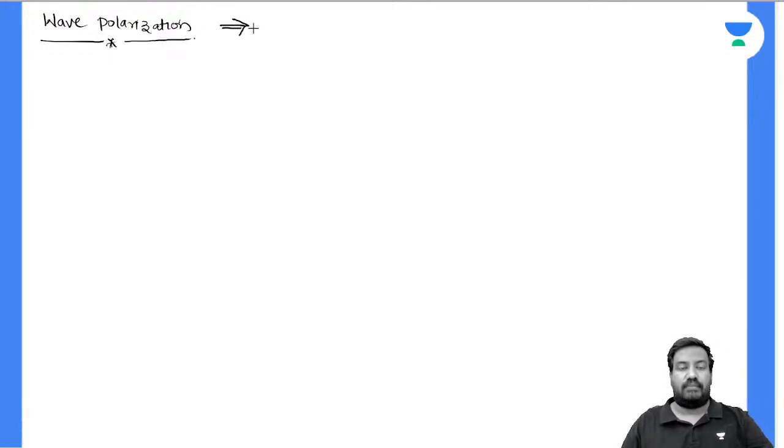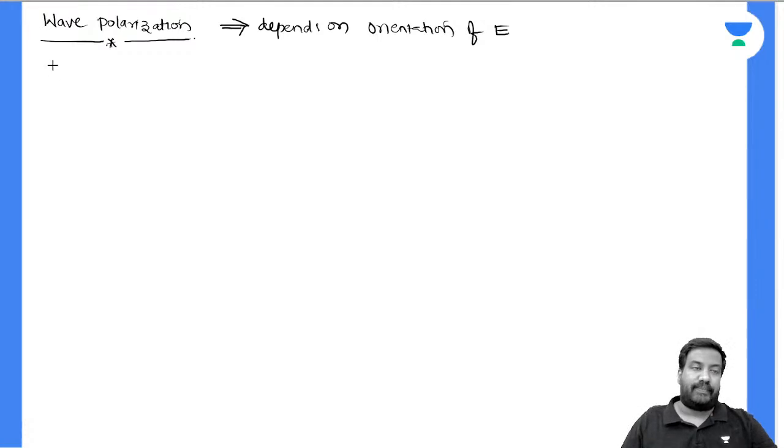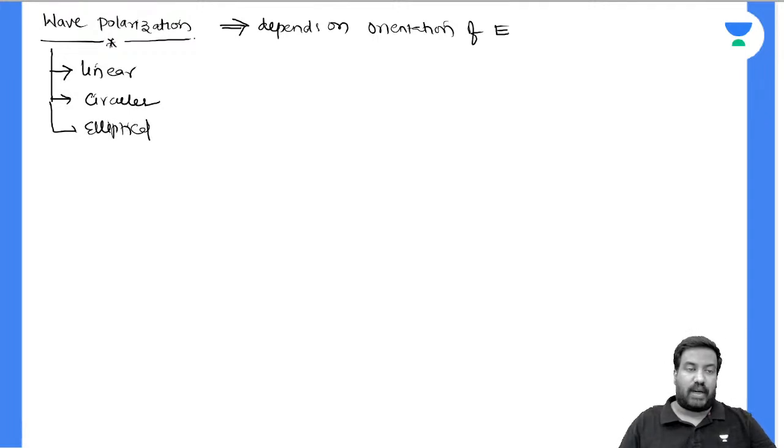And today's topic is wave polarization. The polarization of the wave depends on the orientation of the electric field. Based on the orientation of the electric field, wave polarization is divided into 3 types: linear, circular, and elliptical polarization.